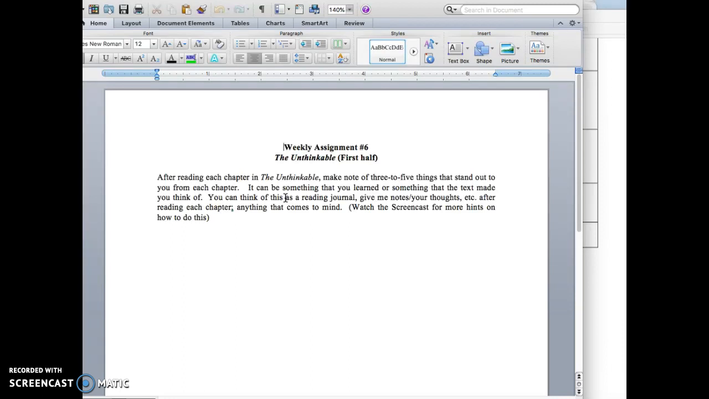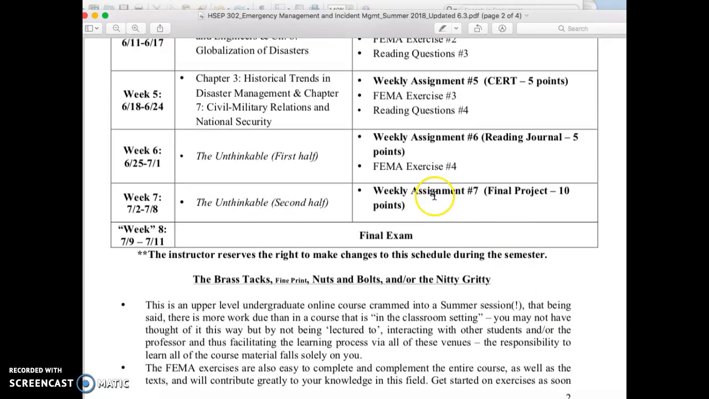But if you do this and you do this well, I will make this weekly assignment number 6. And then if you go here and you see weekly assignment number 7, your final project, I will allow everybody to do this reading journal again. So essentially your weekly assignment 6 and weekly assignment 7 for 2 weeks will just be reading this interesting book.